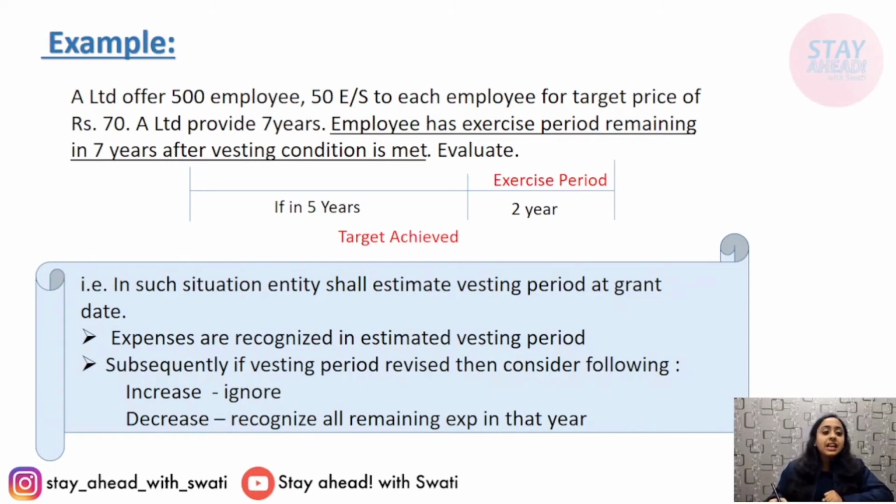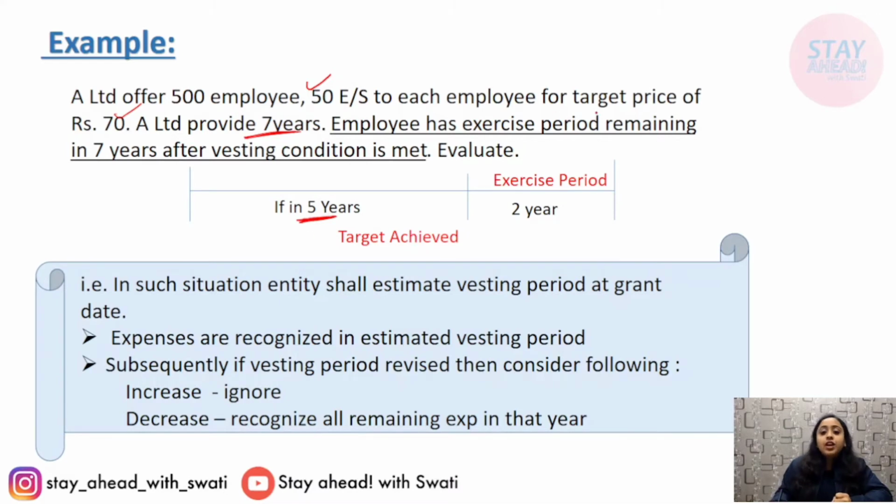Okay, A Limited offers 500 employees 50 equity shares and the target price is 70 rupees. That means it will be exercised when the target price reaches 70 rupees, and a period is given of 7 years. Like, the maximum vesting period will be 7 years. If such a condition is met, maybe in the first year, maybe in the second year, third year, we don't know.